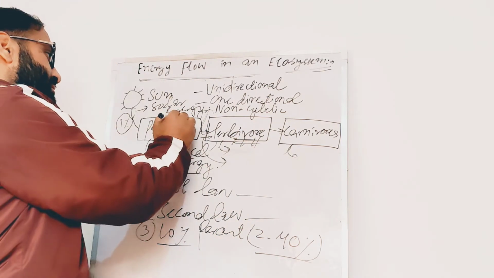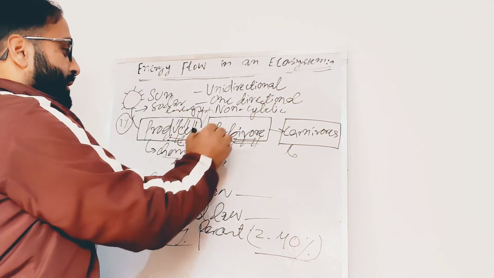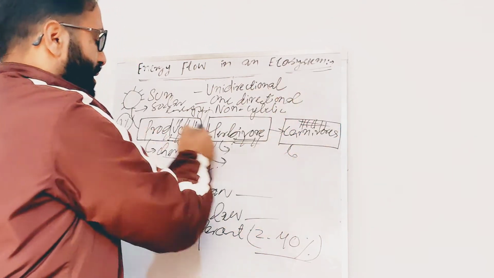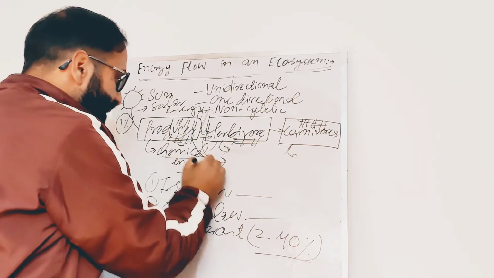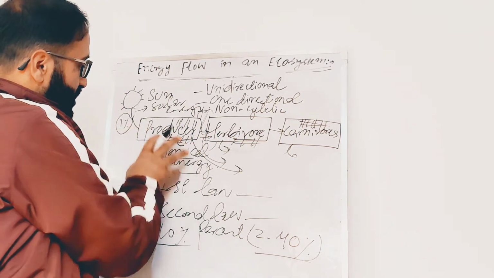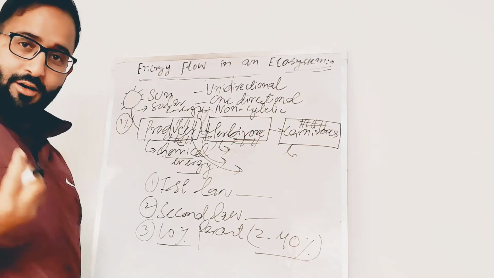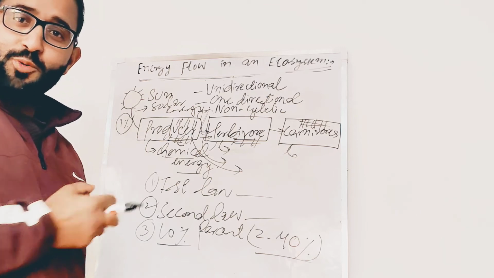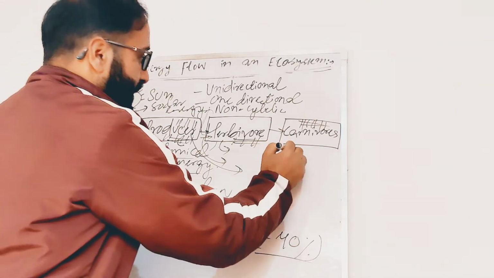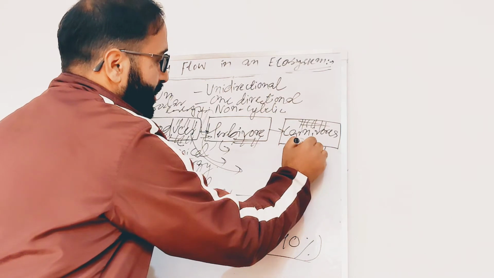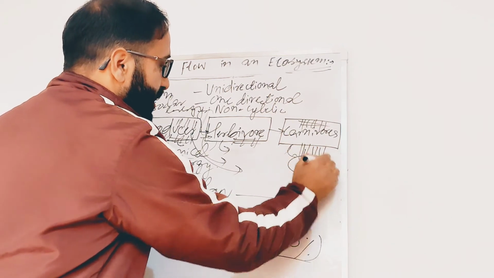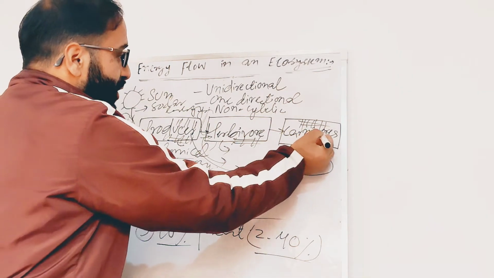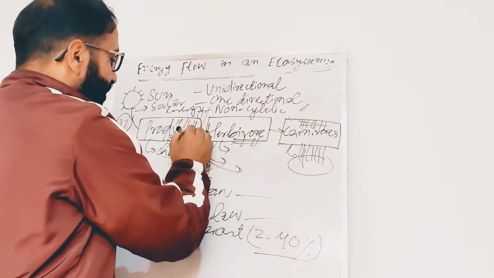Now look here, producers have the maximum amount of energy. Carnivores have the least amount of energy out of these three. If human beings are eating producers, the earth would be able to support the maximum number of human beings. If we start eating carnivores only, the earth would be able to support a lesser number of human beings, because here the loss is maximum, here the loss is minimum.